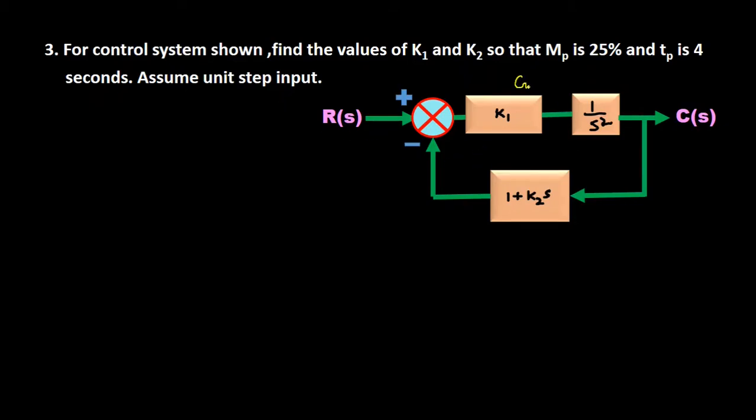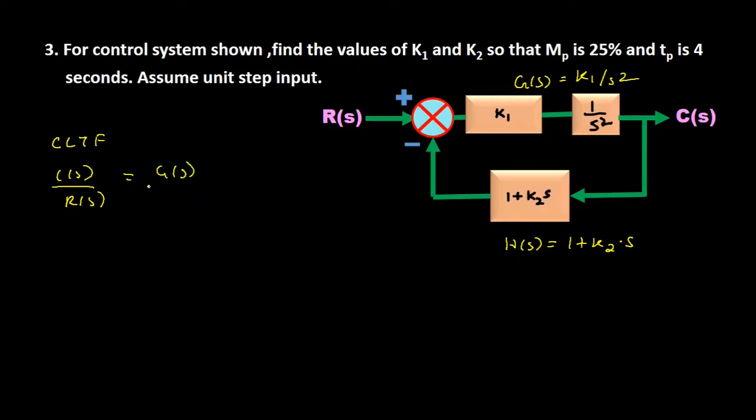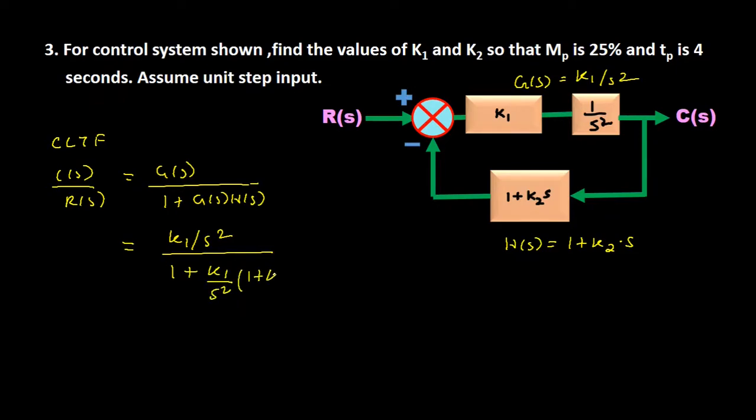Here the forward path transfer function G(s) will be equal to K1 divided by s square, and the feedback path transfer function H(s) will be equal to 1 plus K2 s. Now we have to find the closed loop transfer function for this system. The closed loop transfer function C(s)/R(s) will be equal to G(s) divided by 1 plus G(s) H(s). Now we put the values of G(s) and H(s) in this equation. We will get K1 by s square divided by 1 plus K1 by s square into (1 plus K2 s).